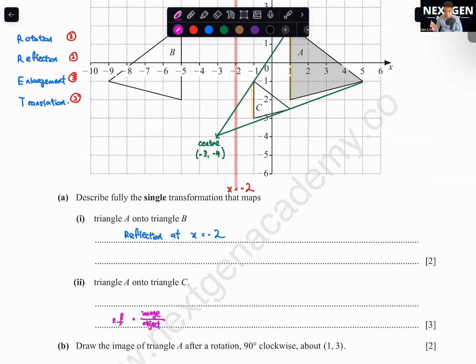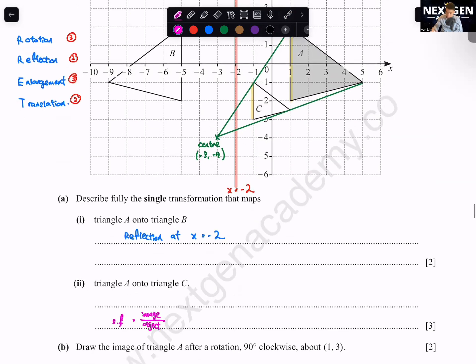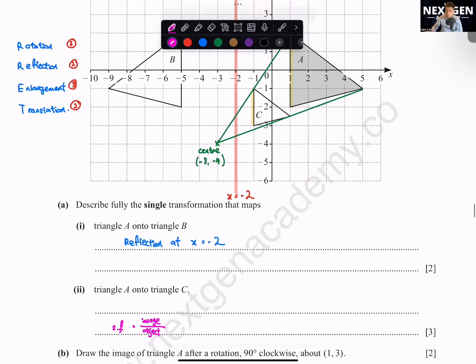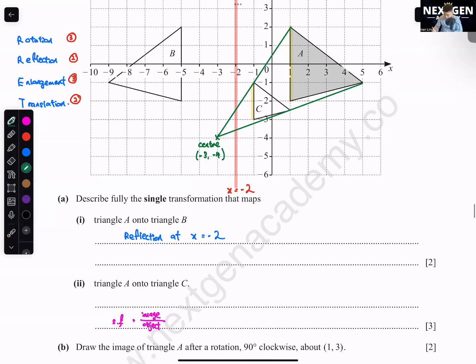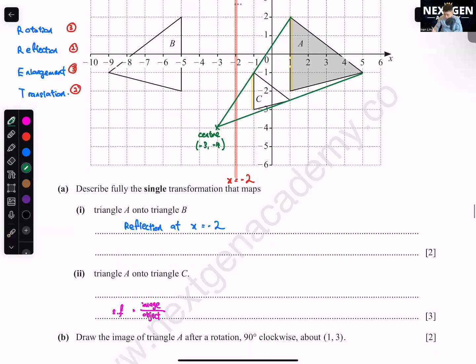However, sometimes they don't draw the shapes so nicely for you. So what you can do is measure from the center to that point, then from the center to the other point on the object. So from center to object, you measure this length. Then you measure from center to image, this length. Then you put into this formula, image over object. The answer will be enlargement. Even if it becomes smaller, it is also enlargement.